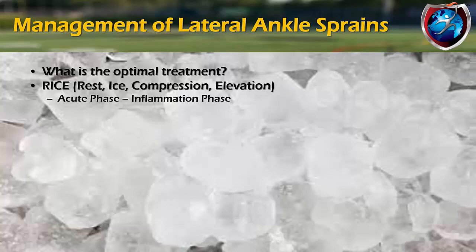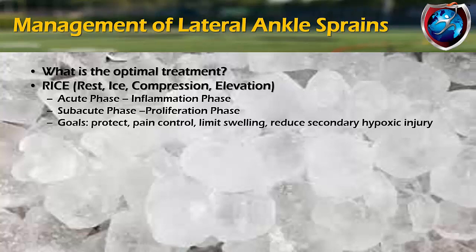The acute phase of injury is defined as the period of time from injury until the signs of inflammation, which are pain, heat, swelling, redness, and loss of function, peak and then begin to diminish. The subacute phase of injury occurs as the body shifts from inflammation to the proliferation stage, which is characterized by new collagen and capillary formation. The goals of acute care are to protect the injured ankle from further injury, control pain, limit swelling, and reduce the secondary hypoxic injury that results from the acute inflammation reaction.